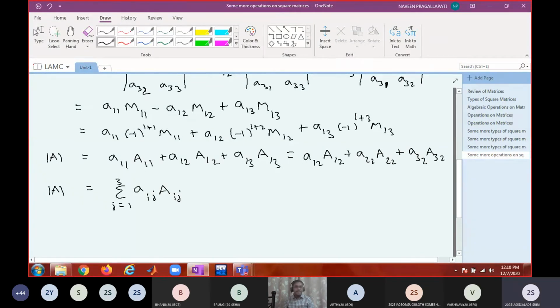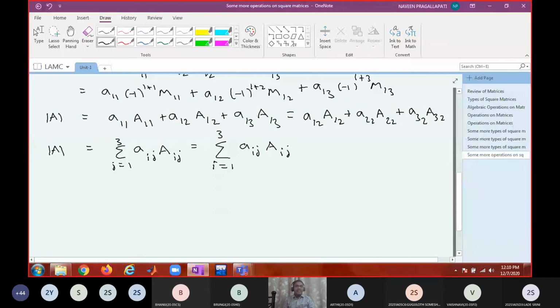In this case, what is i? 1. Okay. So in the same thing, here which one is changing and which one is fixed? Second column is fixed. I selected the second column. Row number is changing: 1, 2, 3. I is changing, right? Therefore i varies from 1 to 3, Aij, and in this case j equals 2. And that is the definition for a 3 by 3 matrix.